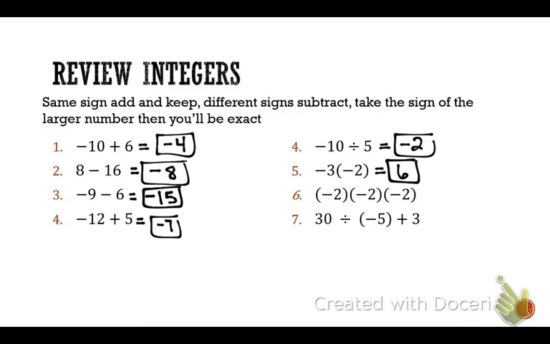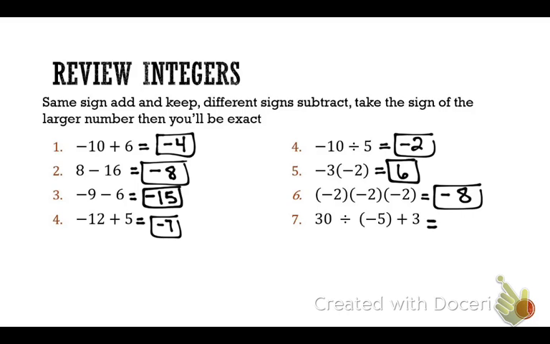All right, now number 6, how many negatives? 3. So is my answer going to be positive or negative? Negative. Odd is a negative answer. What's 2? Don't add them. 2 times 2 times 2. 8.